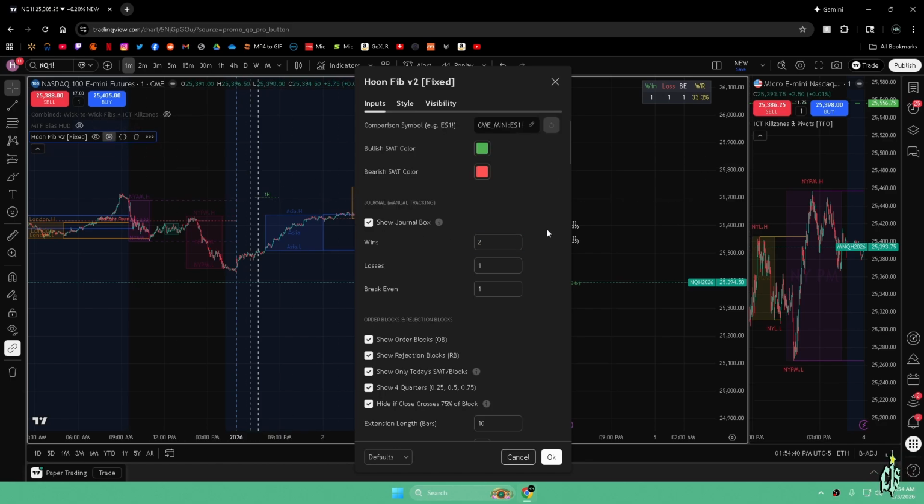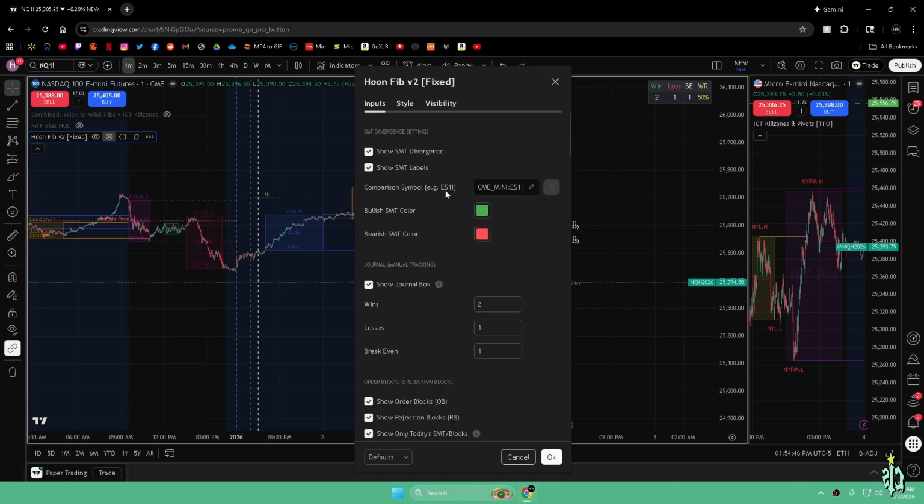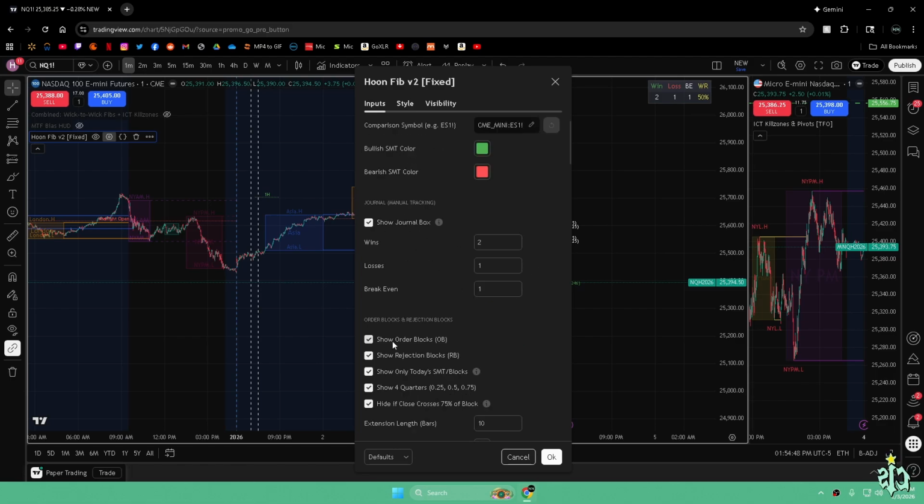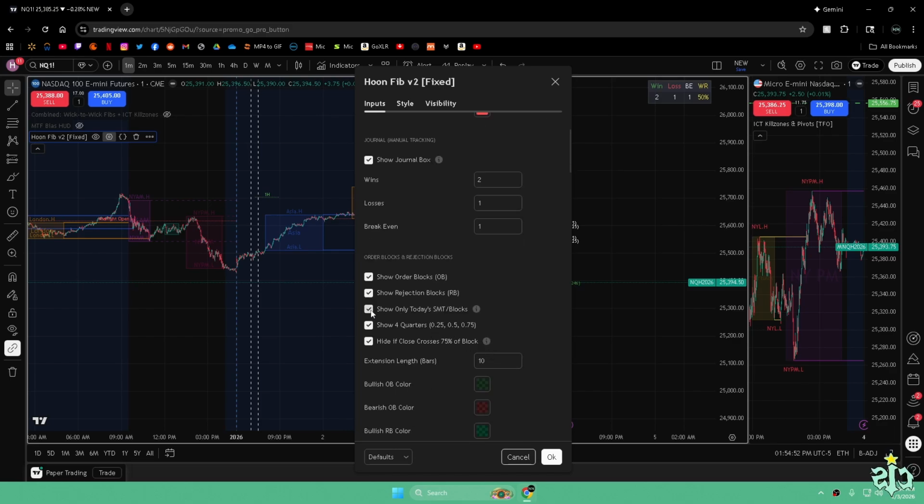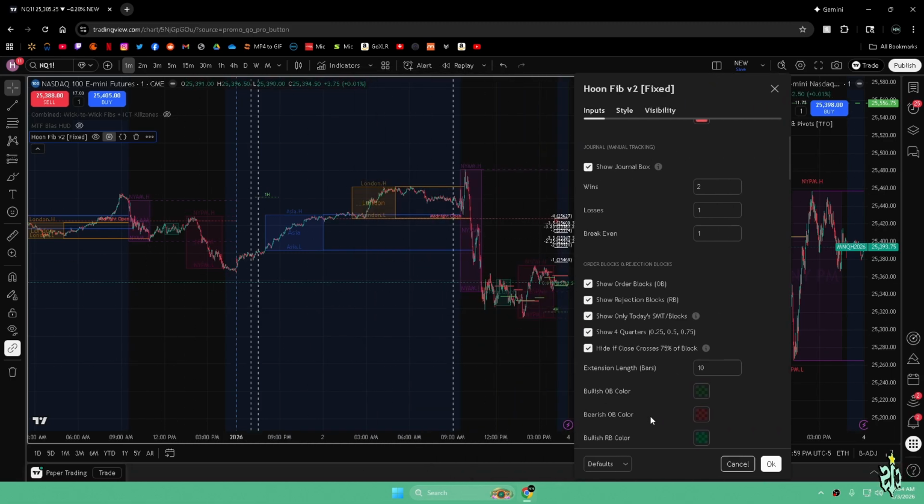But yeah, so you have the journal. You could toggle that off and on if you want. You could toggle all these off and on. We also have order blocks and rejection blocks, and then we have this option to show SMTs or order blocks only for the day, so your screen isn't cluttered. But if you unclick it, it'll show previous order blocks and SMTs.